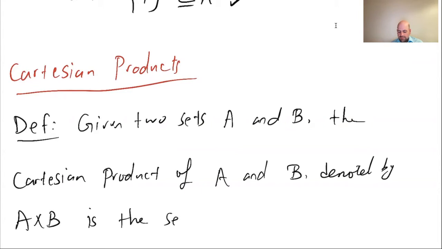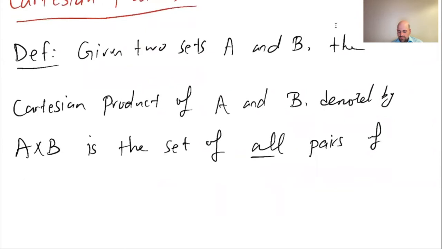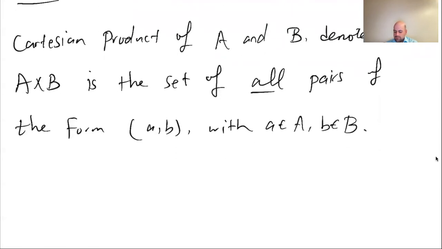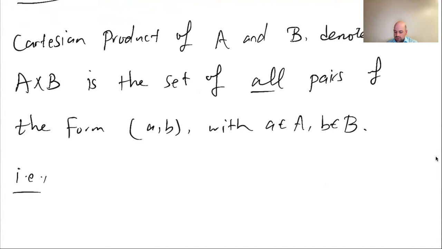is the set of all pairs of the form (a, b) with a belongs to A and b belongs to B. Okay, so A cross B means all pairs of the form (a, b) where the first coordinate comes from the first set and the second coordinate comes from the second set. So mathematically, in other words, A cross B is all pairs of the form (a, b) where a belongs to A, b belongs to B.